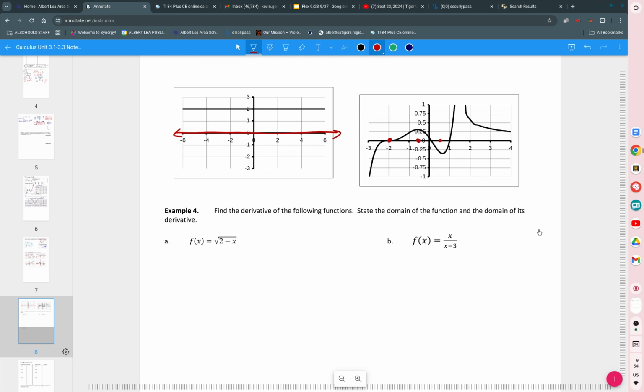Describe for me the derivative here. Very positive. So I should be up here, huh? Describe for me the derivative here. Slightly positive. A little positive, something like that. Describe for me the derivative here. Negative. Describe for me the derivative here. Super positive. Okay, describe for me the derivative here. It's continuous.